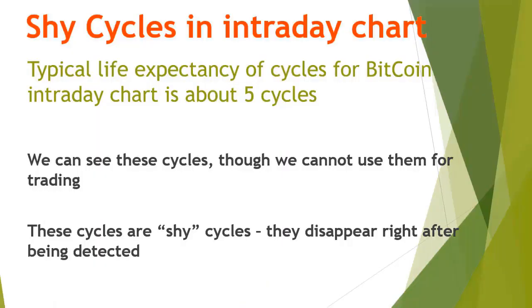What it means, I call them shy cycles in intraday cycles. So the typical life expectancy for the Bitcoin intraday chart is about 5 cycles. So it means that we can see these cycles, we can reveal them using spectrum models, but we cannot use them for trading. These cycles are shy cycles. They disappear right after being detected. You see, cycles do not live long enough to be used for trading.